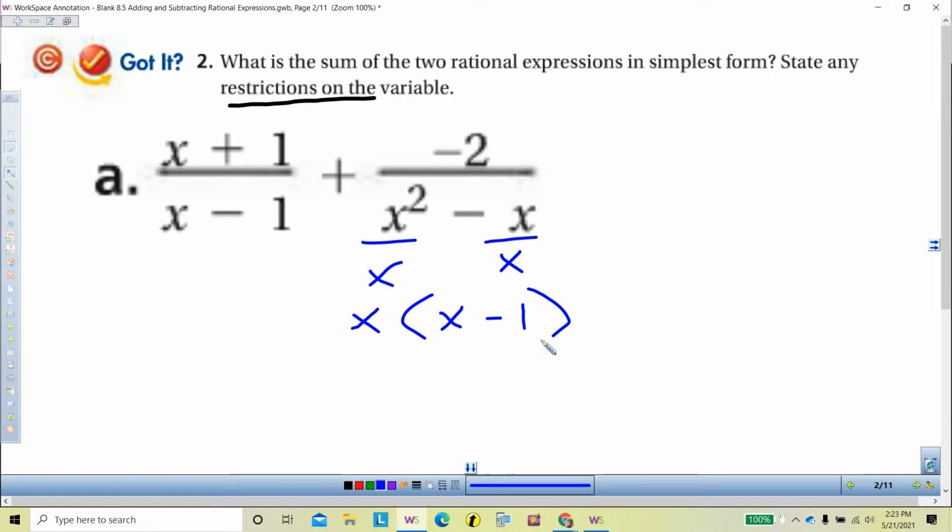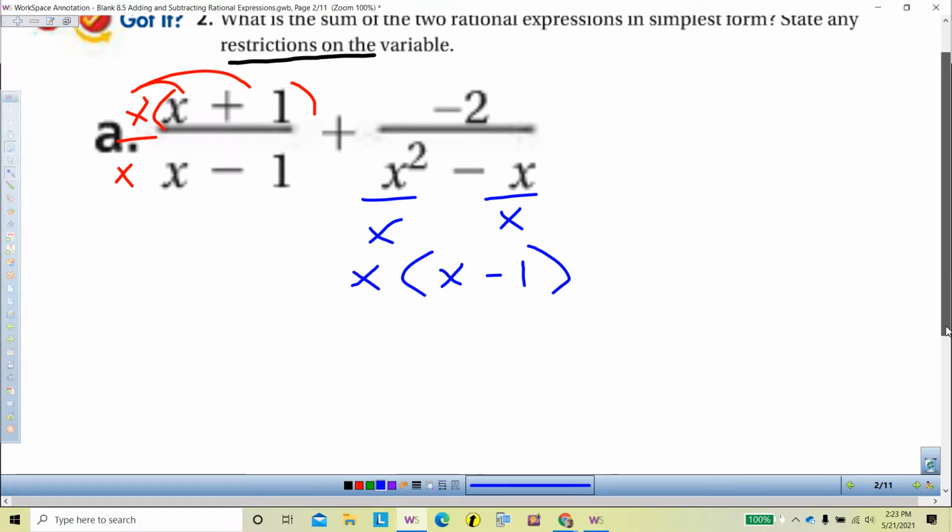So then when I look at the two denominators, what I just wrote, x times the quantity x minus 1, and this first denominator is x minus 1. What's the first fraction missing? x over x. We're going to multiply by x over x, which means we will distribute into the parentheses. So as soon as we combine the two fractions, we're going to do domain.